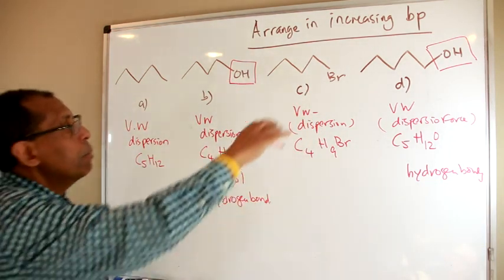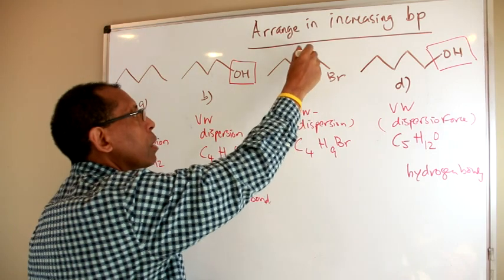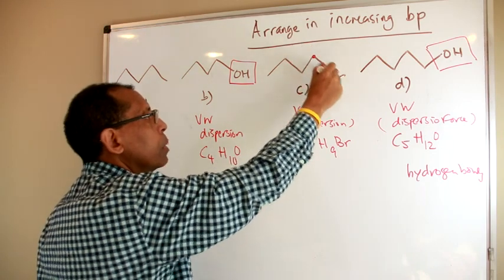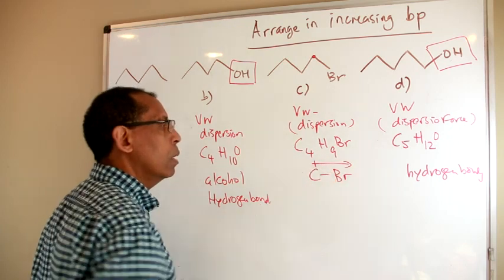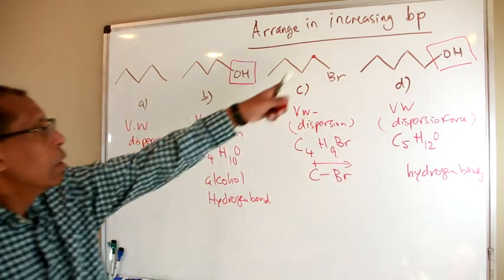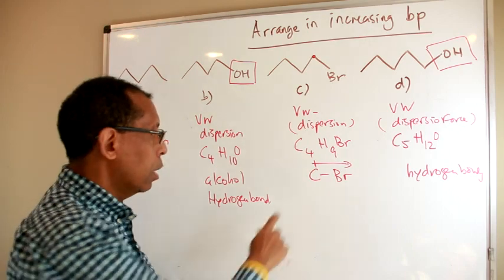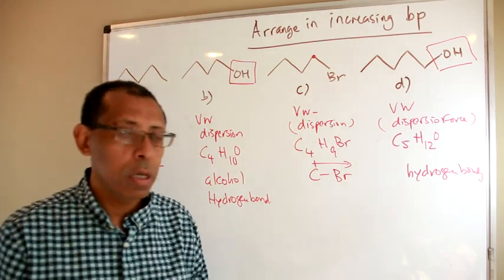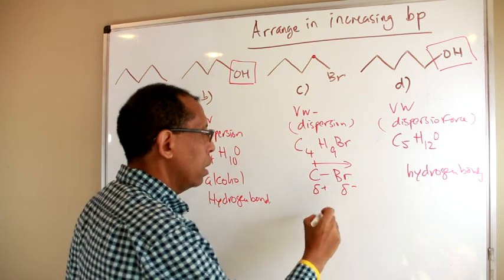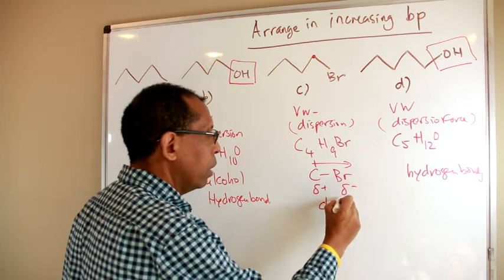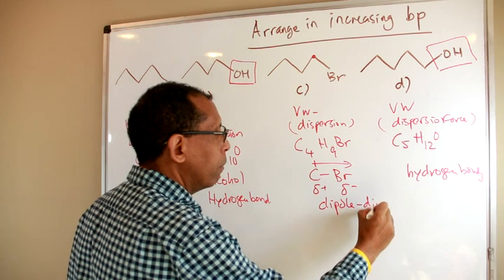And if you come to this compound right here, because of the C-Br dipole moment, because of the electronegativity difference between carbon and bromine, it would induce a dipole where it is delta plus and delta minus. Therefore, this would have a dipole force.